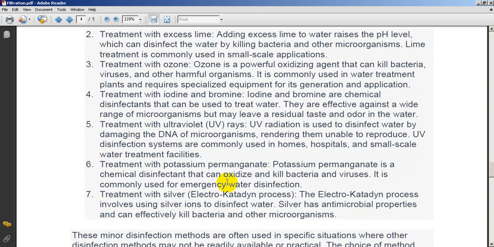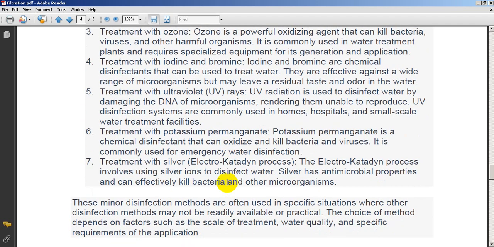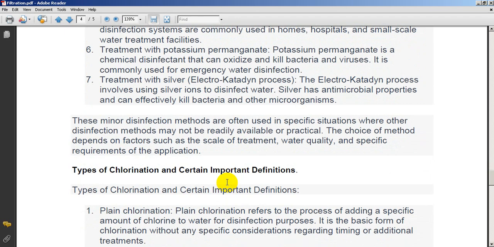Treatment with silver. Electrocatadyne process. The electrocatadyne process involves using silver ions to disinfect water. Silver has antimicrobial properties and can effectively kill bacteria and other microorganisms.